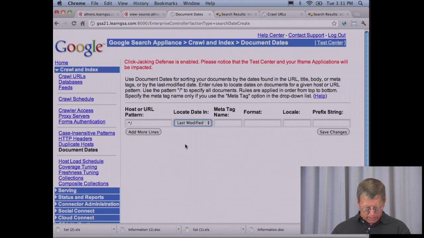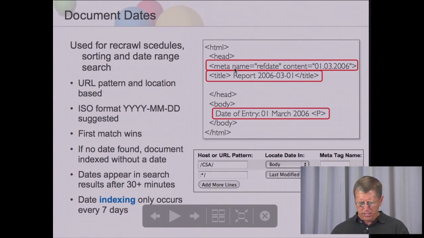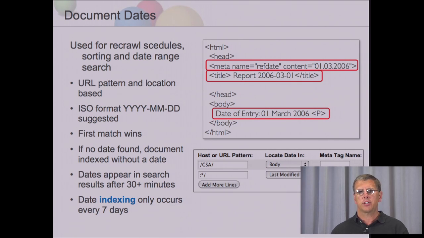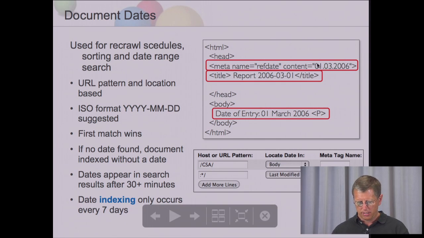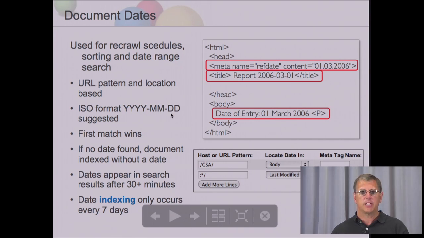So going back, here are the examples. It could be in a meta tag. Here's an example of a date that was put inside of a meta tag. So the administrator, or whoever maintains this content, has to insert those document dates there. Could be in the title, could be in the body. The standard ISO format, 4-digit year, 2-digit month, 2-digit day, is the standard. That's the recommended one because it's the easiest for the search appliance to find.